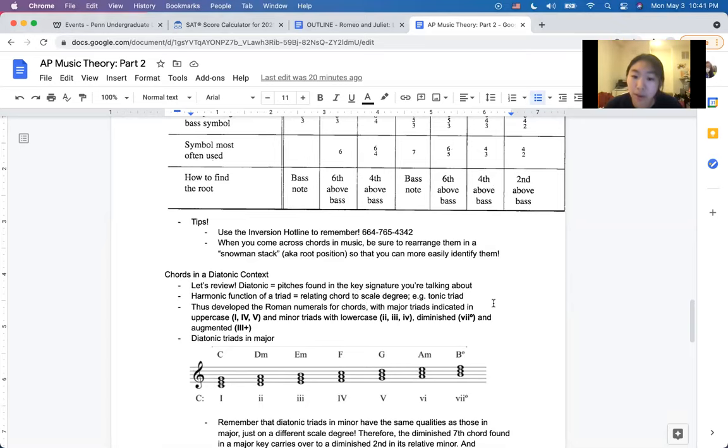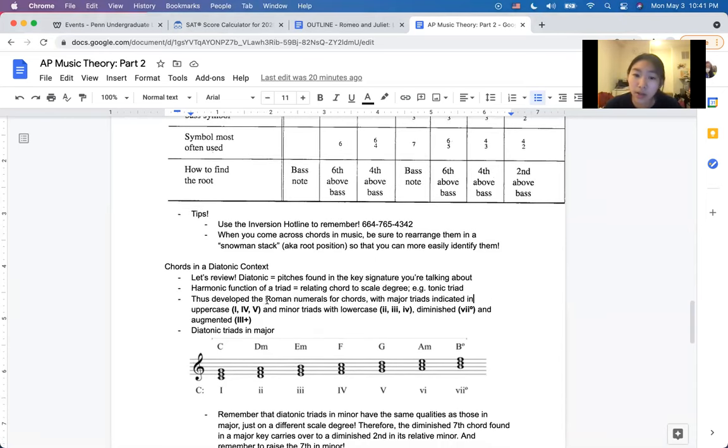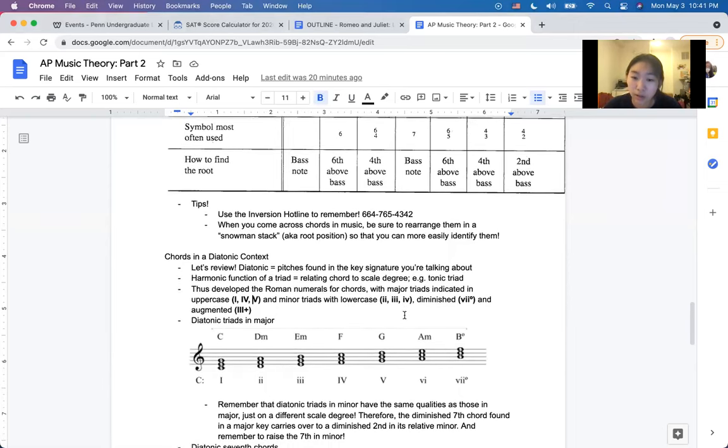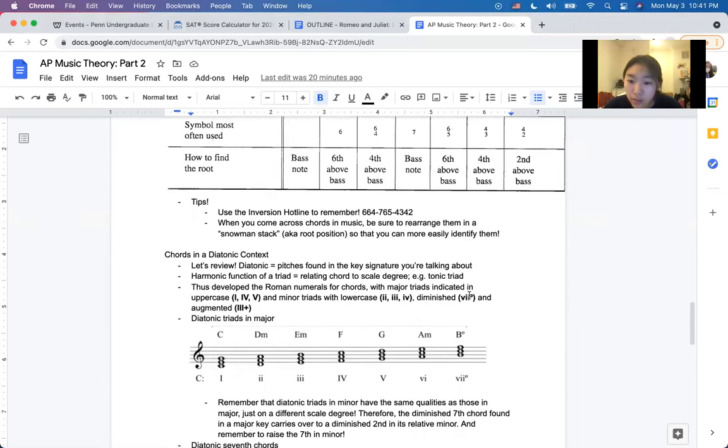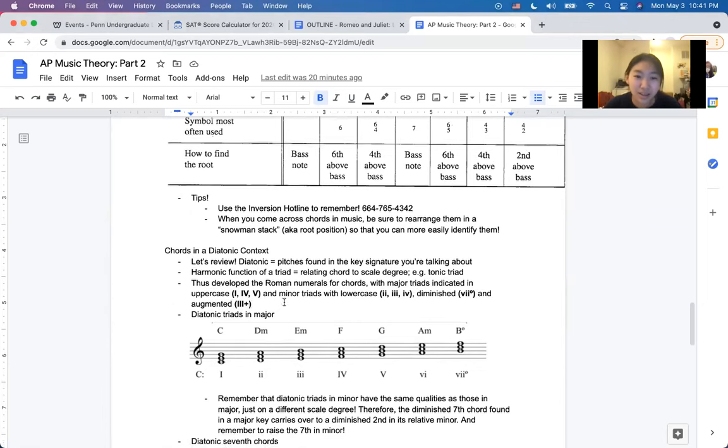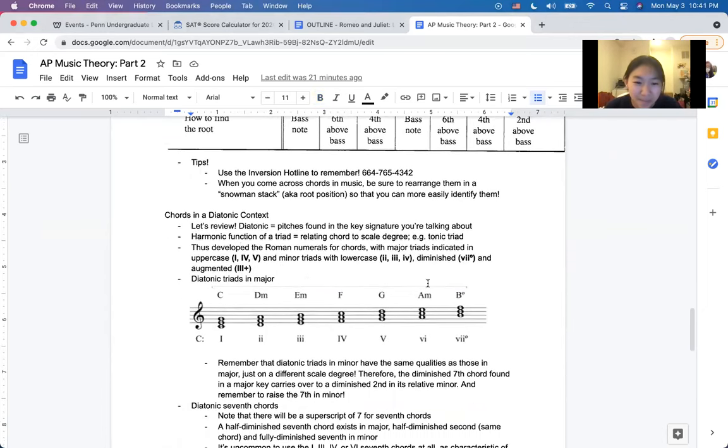So you have major triads indicated in uppercase Roman numerals, I, IV, and V, and minor triads will be represented by lowercase Roman numerals. Diminished and augmented, remember the symbols. Diminished is just the little degrees symbol, and augmented, you won't see this all that often, but it's a plus sign. This is actually also meant to be a superscript, except I couldn't find the setting for it in Docs.